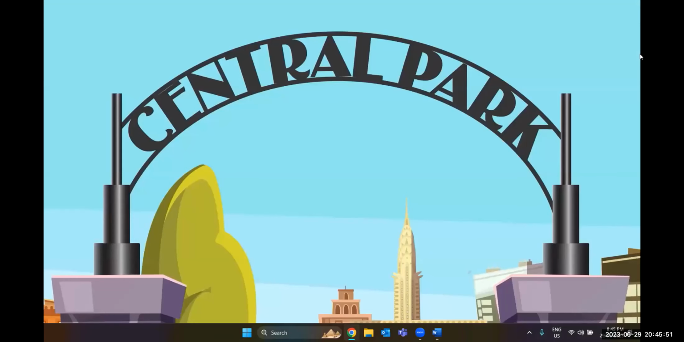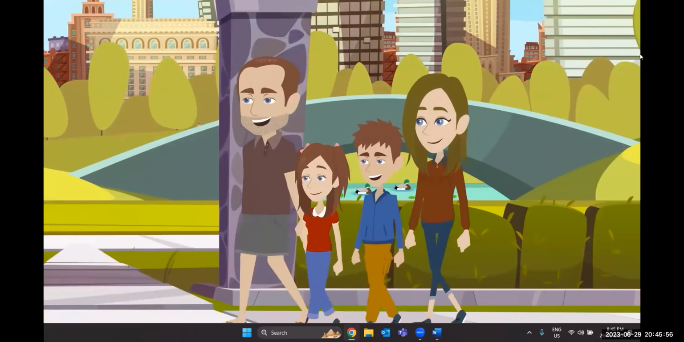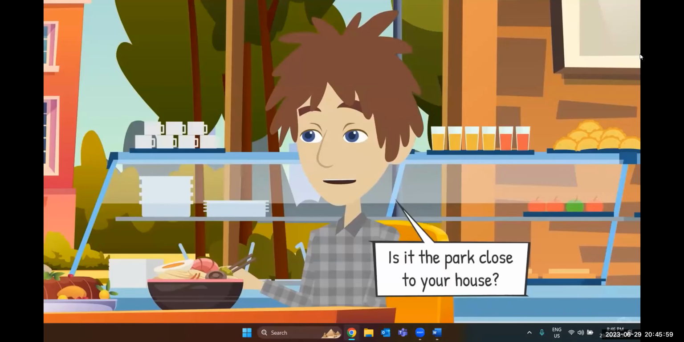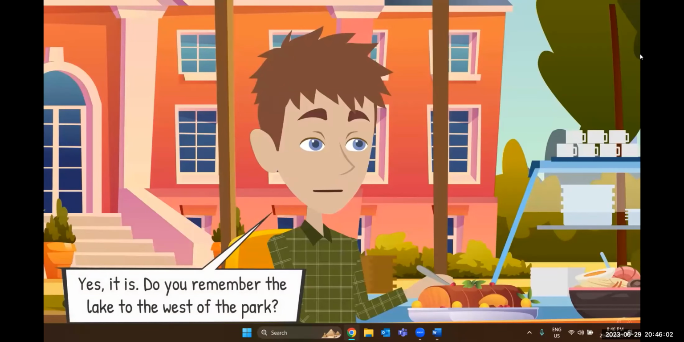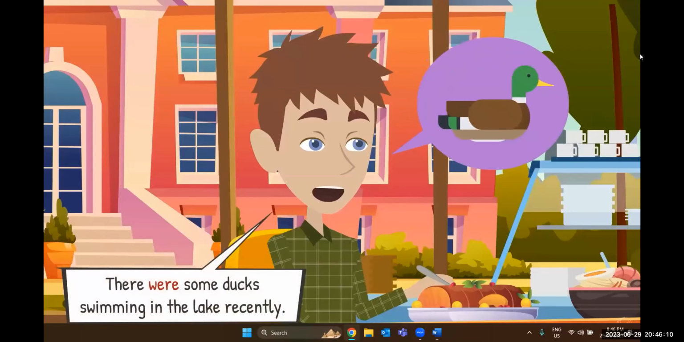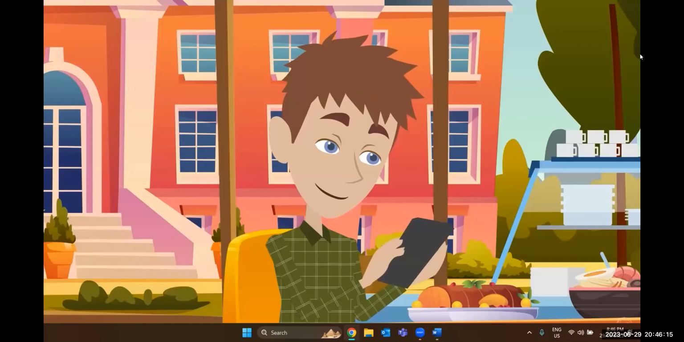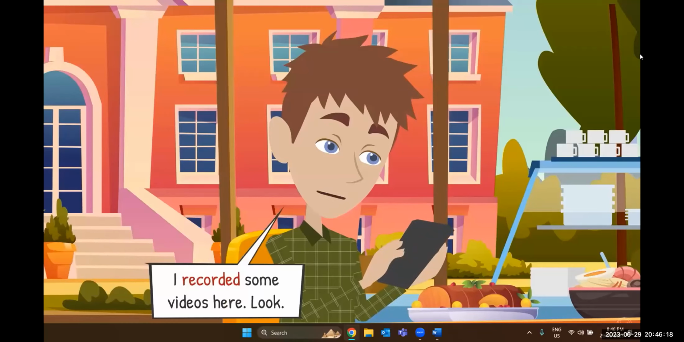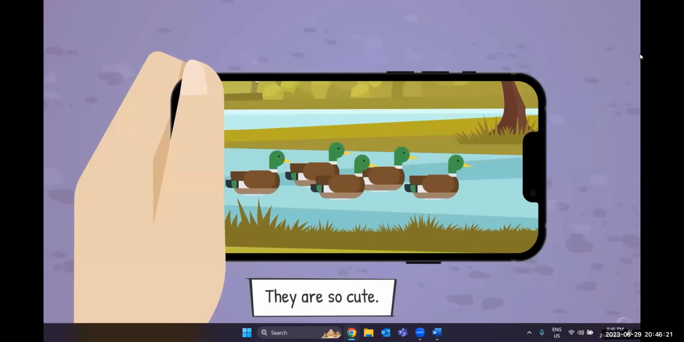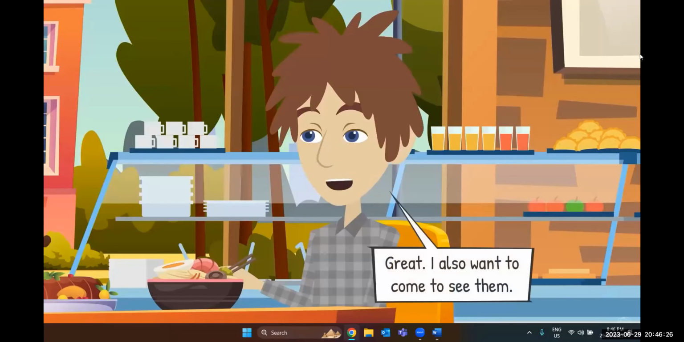It was a really nice day. Where did you go? We went to Central Park. Is it the park close to your house? Yes, it is. Do you remember the lake to the west of the park? Yes. What happened? There are some ducks swimming in the lake recently. Really? It's so cool. I recorded some videos. Look, they are so cute. I fed them some vegetables from our food. Great. I also want to come see them.